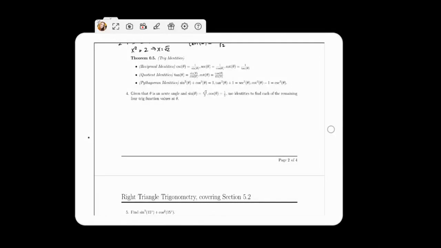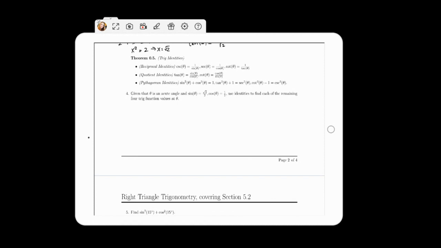This is the second video about section 5.2 covering right triangle trigonometry. Thus far, we defined the 6 trig functions using SOHCAHTOA in terms of the ratios of side lengths of the right triangle. Okay, so we'll have several trig identities that can be used to help us with our calculations, and that's what Theorem 5 is.